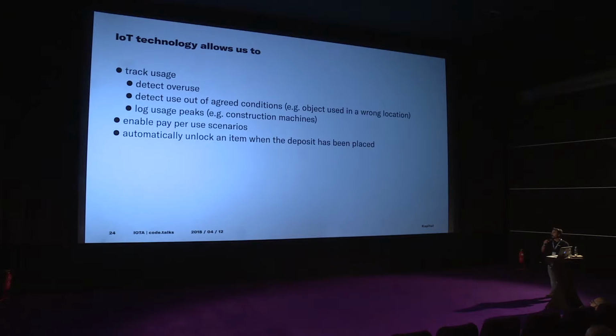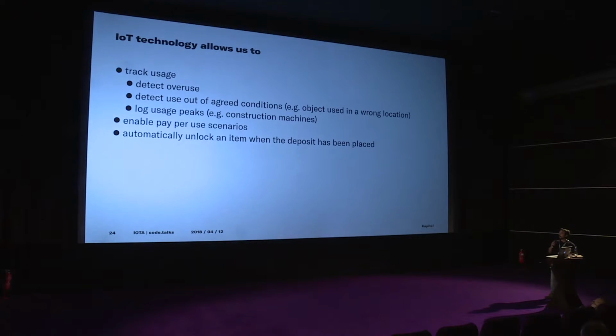So the IoT technology allows us to track the usage of the object, the most basic one. Detect also overuse. So let's say that we've agreed on using the object for several hours, and the other one is not really following the conditions. So we can also detect that, or we can detect that the use is out of the agreed conditions. Or we can also log usage peaks for statistical usage or whatever you can imagine.